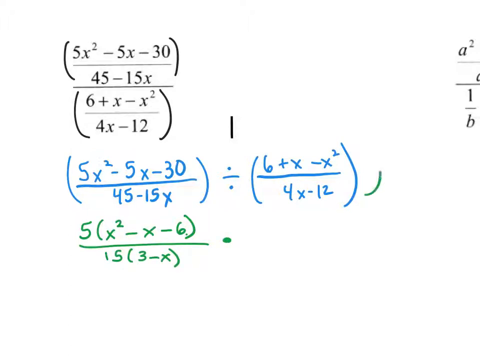Multiply, now the 4x minus 12 is going to go to the top, and this is going to go to the bottom. So if I take out a 4, I'm left with x minus 3.